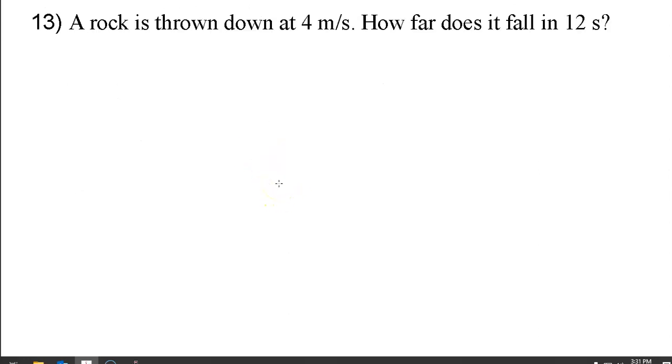I think this is the last one. Here we're throwing a rock downward. So I'm going to put a rock up here at the top. The initial velocity is down.